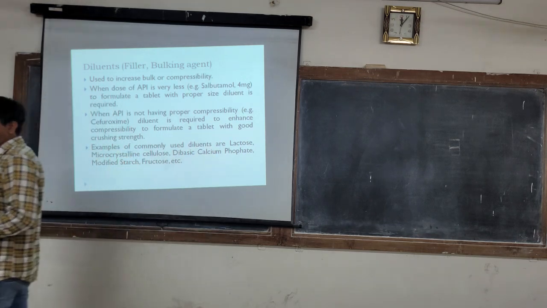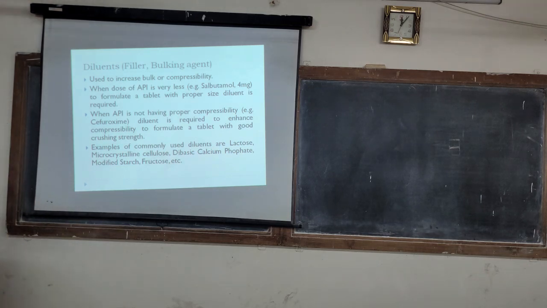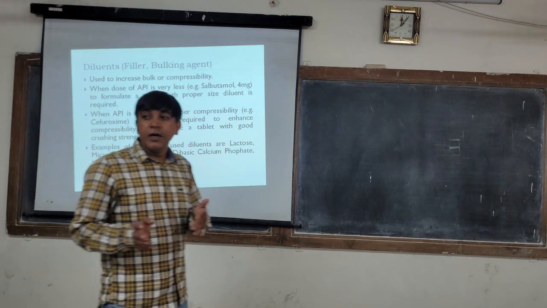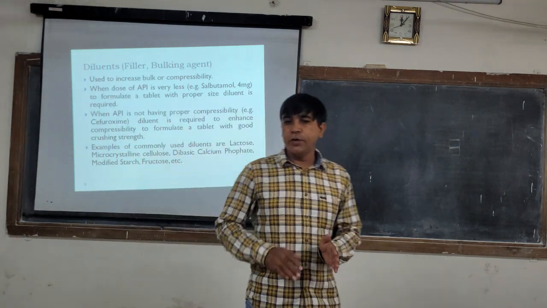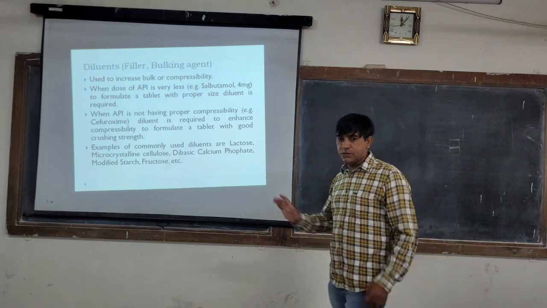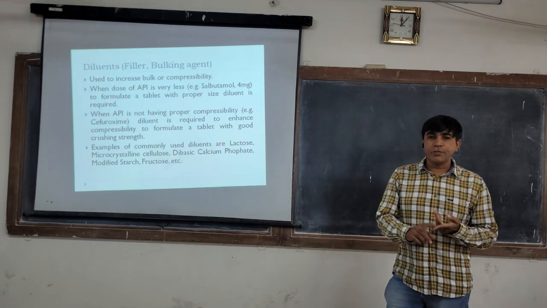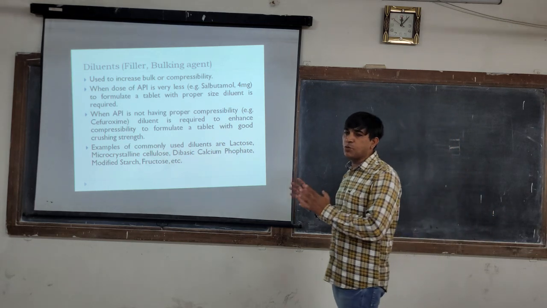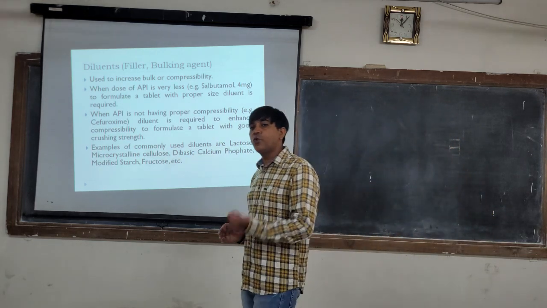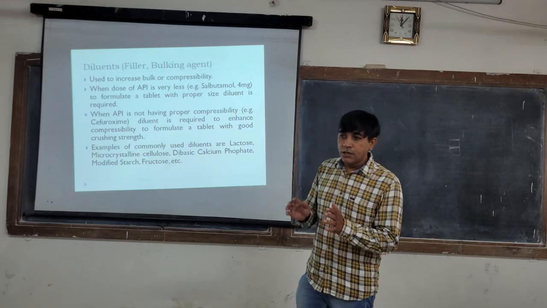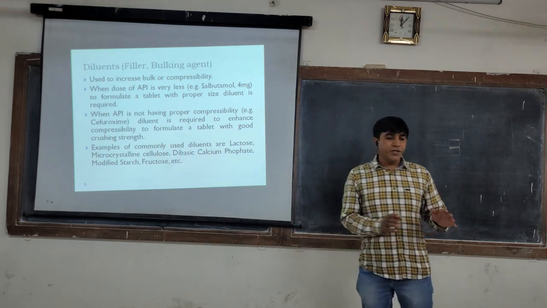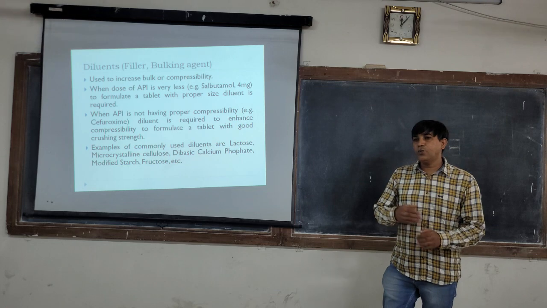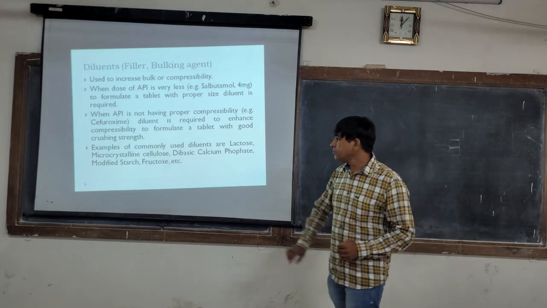When your active ingredient has a dose less than 50 milligrams, normally the tablets having a weight of less than 50 milligrams are difficult to handle. And that is why to increase the bulk, we incorporate diluents. Second purpose is to increase the compressibility and flowability. There are a number of APIs for which the dose is more than 50 milligrams, but they are poorly compressible. And hence, in order to enhance their compressibility and flowability, we incorporate the diluents.